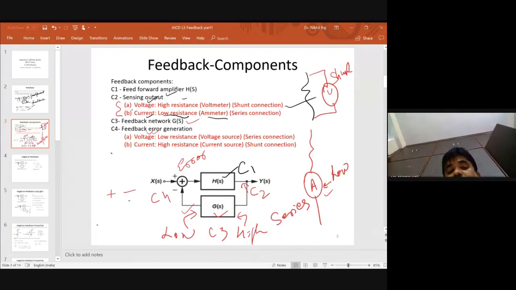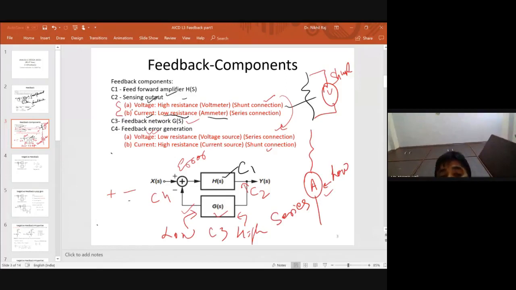And when we want to give current, if we want to add or subtract current, then we have to give in the shunt configuration. So that's why just the contradictory is there. If from the output I want to take a voltage, then I will do shunt, but if I want to give voltage as the input, then I will do series. Okay, similarly for current, if I am taking current from the output, then I will do a series connection, and if I am giving current as the input to the input circuit, then I will do shunt connection.